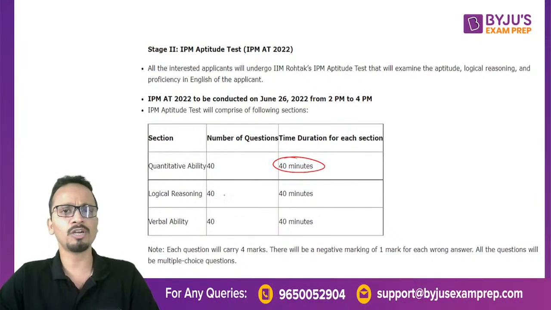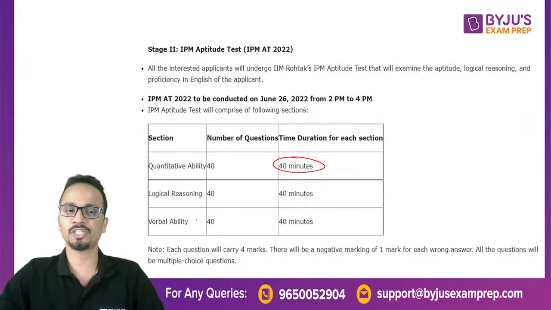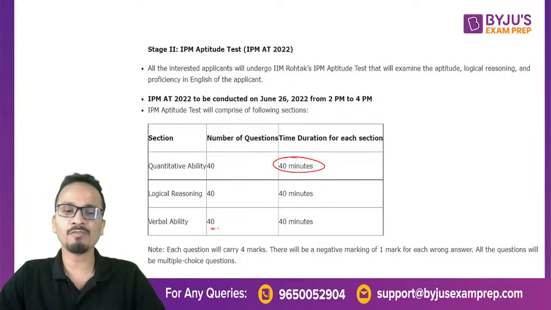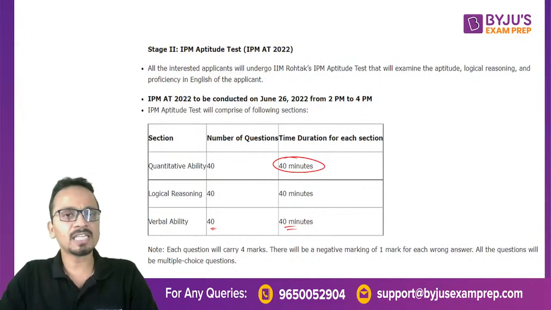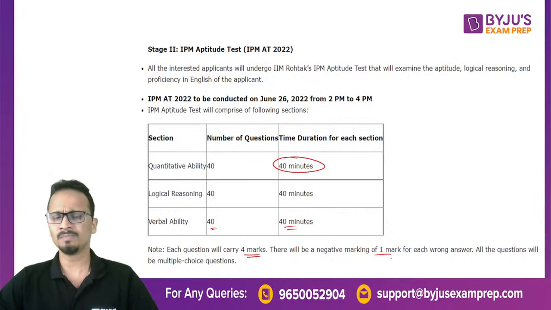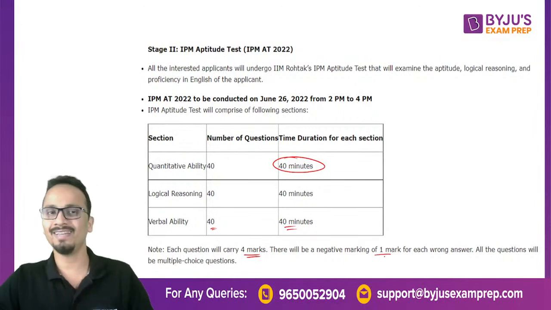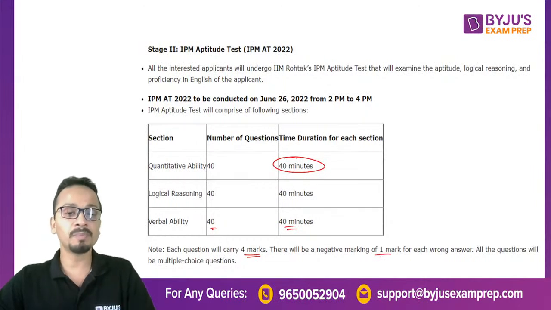Again, the number of questions will be 40, and the 40-minute sectional time limit will also apply to this section. The third section will be verbal ability, again with 40 questions and a sectional time limit of 40 minutes. As far as the marking scheme is concerned, every correct response will fetch you 4 marks. There is a negative marking of -1 for each wrong answer, and if you don't attempt a question, you neither gain nor lose anything. Also, all the questions in this paper will be multiple choice questions.